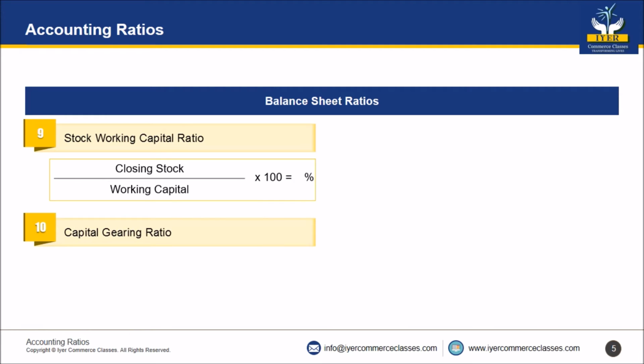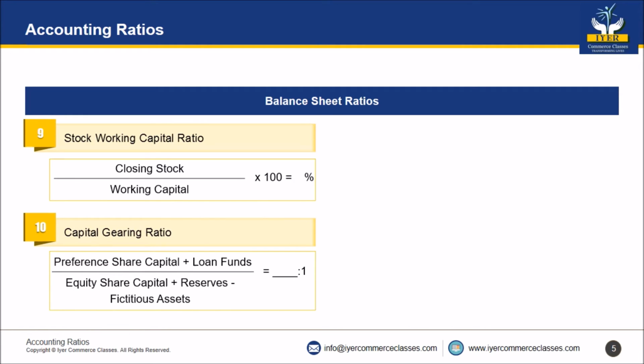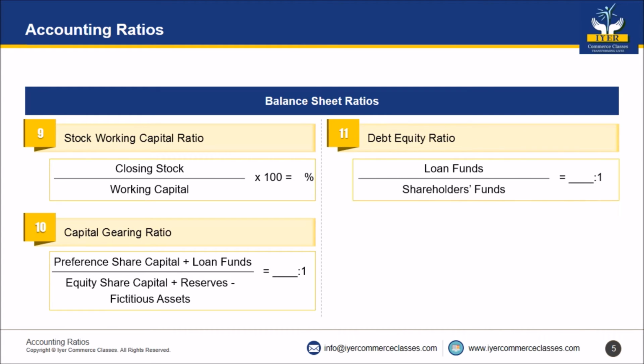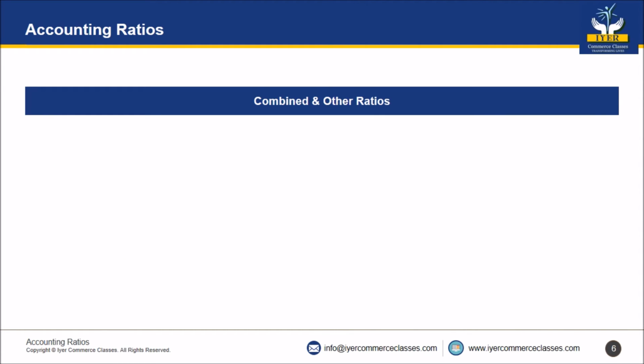Capital gearing ratio, formula, preference share capital plus loan funds upon equity share capital plus reserves minus fictitious assets. Last one, debt equity ratio, formula, loan funds upon shareholders' funds. Let us go to the other ratios now.